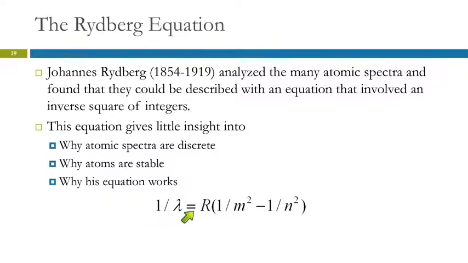1 over lambda equals a constant times 1 over m squared minus 1 over n squared. So m and n are integers, whole numbers, 1 and 2 or 3 and 5, etc. And he found that this equation worked and described the lines that we're seeing. So awesome, but it doesn't give us any insight into why that happens.